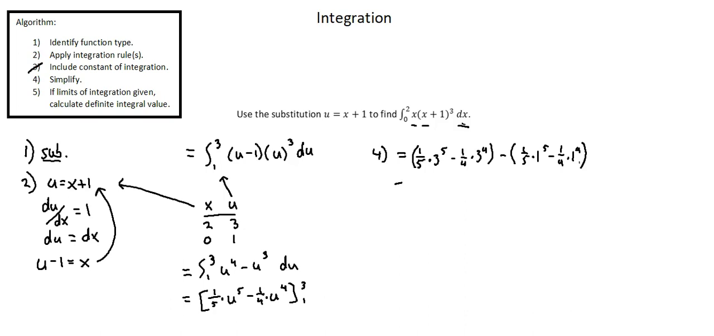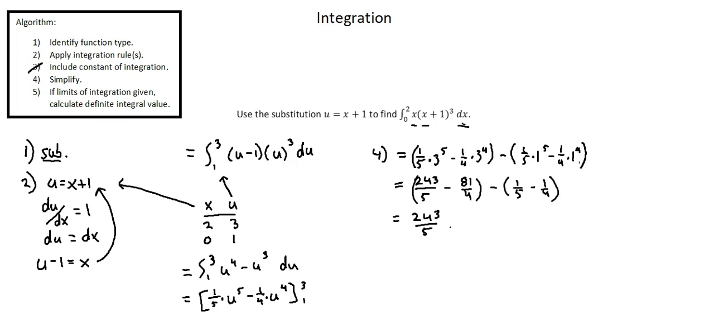Continuing to simplify, we have 1/5 times 3 to the power of 5. 3 to the power of 5 is 243. That will be over 5. Minus 1/4 times 3 to the power of 4, 81 over 4. Minus 1/5 times 1 to the power of 5 is 1/5. Minus 1/4 times 1 to the power of 4 is 1/4.